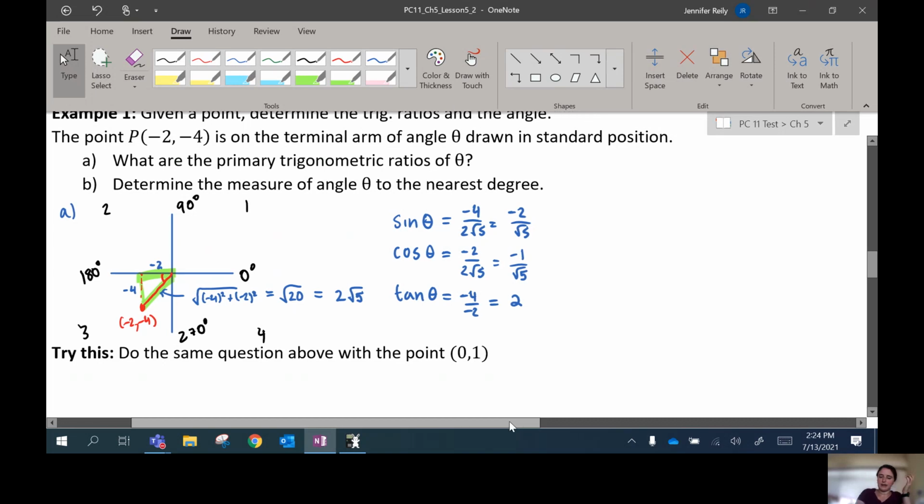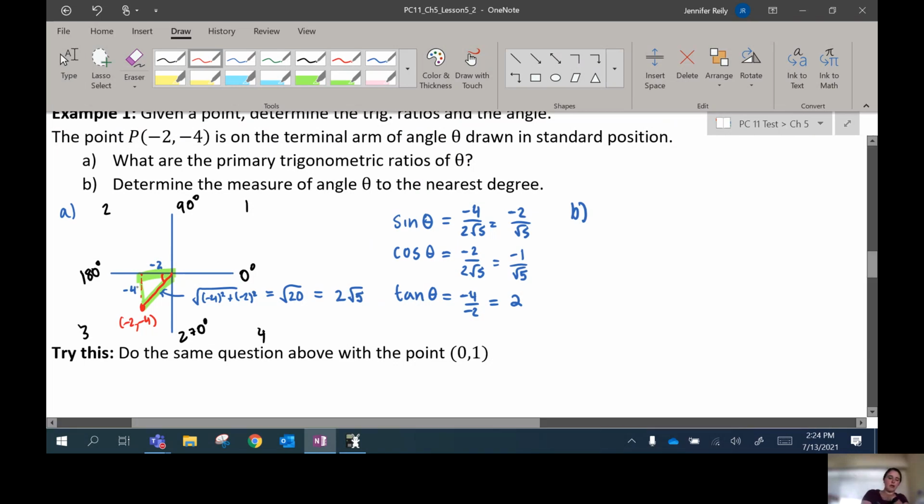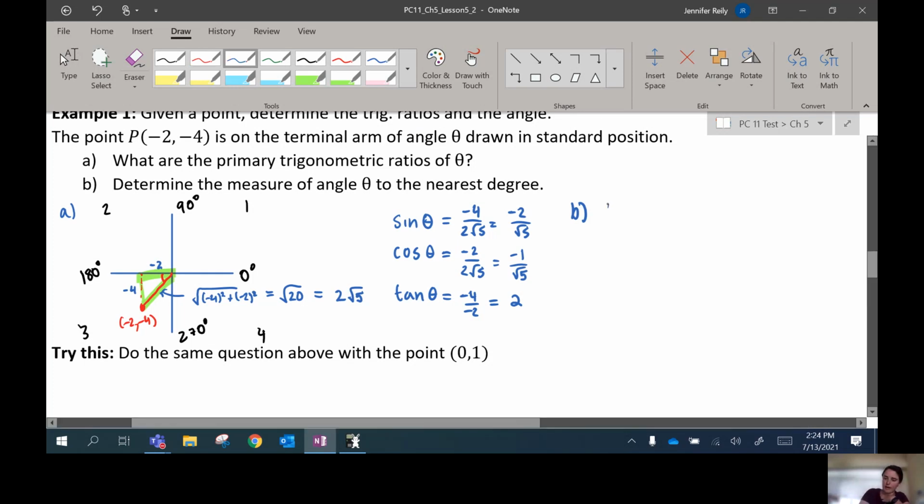Part B is determine what this angle is. We can use any of these, but we're just going to use the tangent one. I'm going to figure out what the reference angle is first. Remember that we're doing the trigonometry on this small green triangle. So when we calculate the angle, we're just going to get this little acute angle here, and then from that, we'll figure out the actual angle theta. I can use the inverse tan function. It looks like that on your calculator, and I'll type 2 because 2 was the tan ratio.